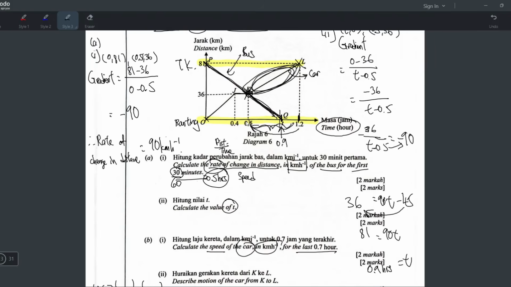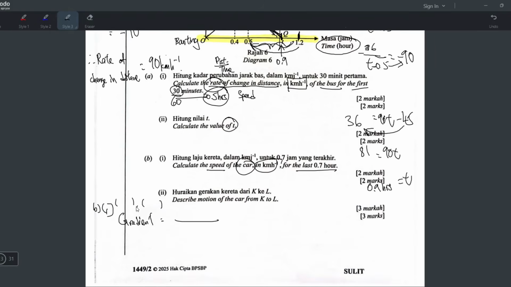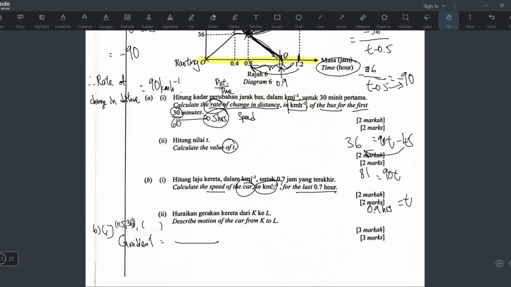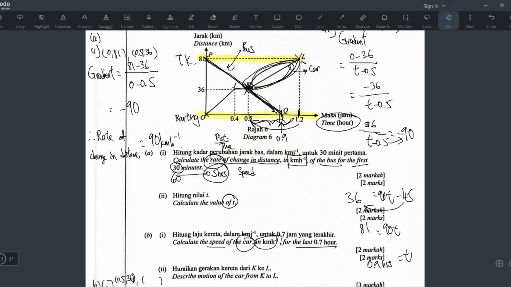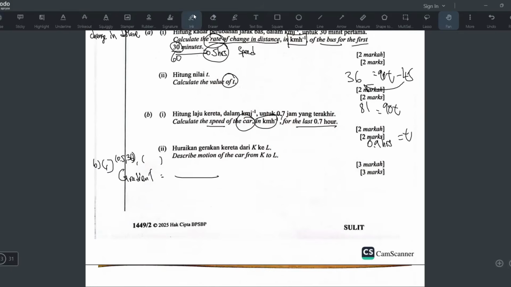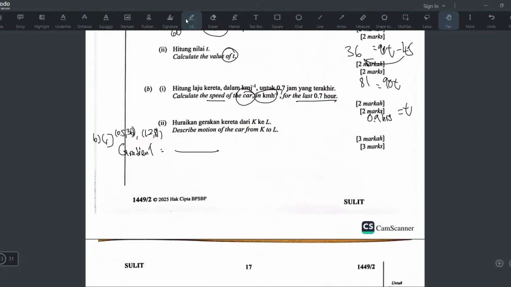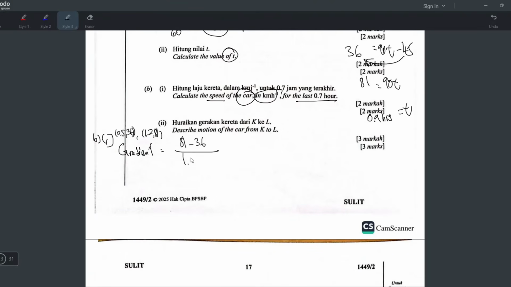Okay, the first coordinate is (0.5, 36). Make sure you know that the 0.5 is already in hours and 36 is also in kilometer, which is the unit I want. And then the other point is (1.2, 81), also already in hours and kilometer. So with that, we can find the gradient. 81 minus 36 over 1.2 minus 0.5. So press the calculator and get the answer.